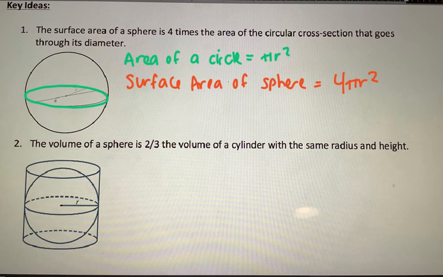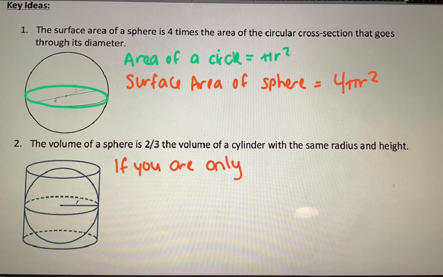The second key idea is that the volume of a sphere is 2/3 the volume of a cylinder with the same radius and height. So if you're only given the dimensions or the volume of a cylinder, and they ask you to find out what the volume of the sphere inside it would be, you can find the volume of the cylinder and multiply it by 2/3. So let's write that in words.